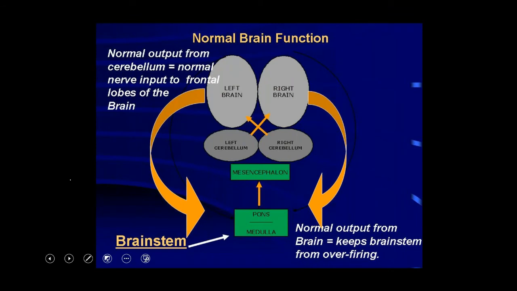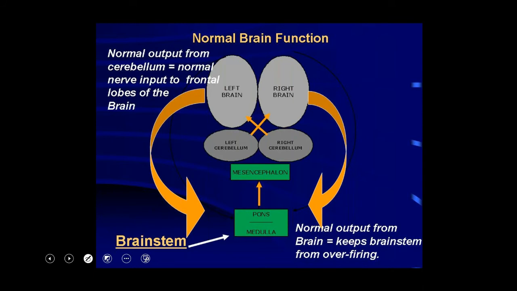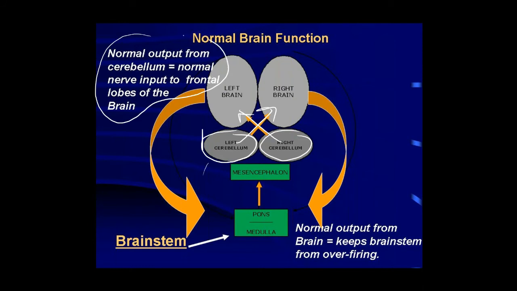Okay, so let's look at this right here. This is a depiction I thought was kind of nice. The left cerebellum is going to communicate with the right brain. We talked about that, how this is ipsi and that's contra to the body. Right is going to drive the left brain. So if you have normal output from the cerebellum, it equals normal nerve input to the frontal lobe of the brain. Now, if you have normal input to the brain, now the brain can come back down and talk to the brainstem down through the body. This is an important point to catch right here.